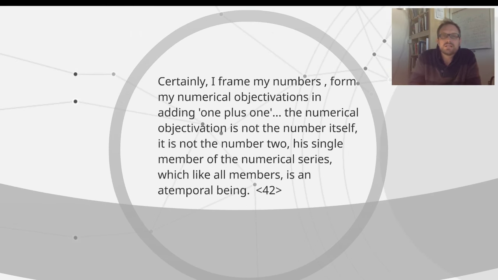So Husserl says, certainly I frame my numbers. I form my numerical objectivations in adding 1 plus 1, where the numerical objectivation is not the number itself. It's not the number 2, the single member of the numerical series, which like all members is an atemporal being, right? The idea here is that numbers have a certain sort of objective reality.